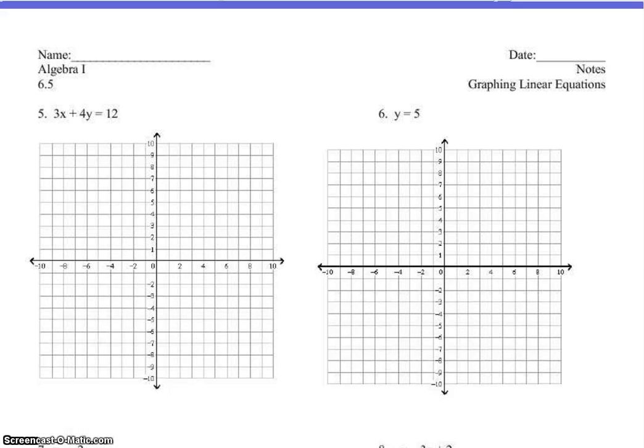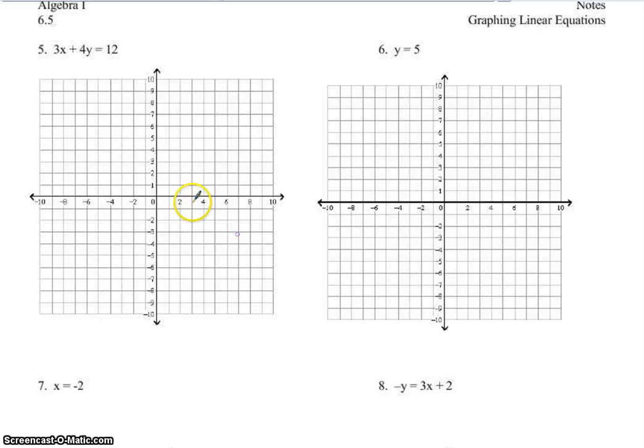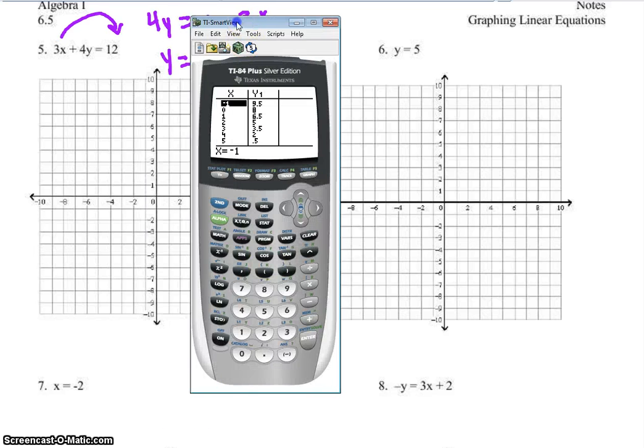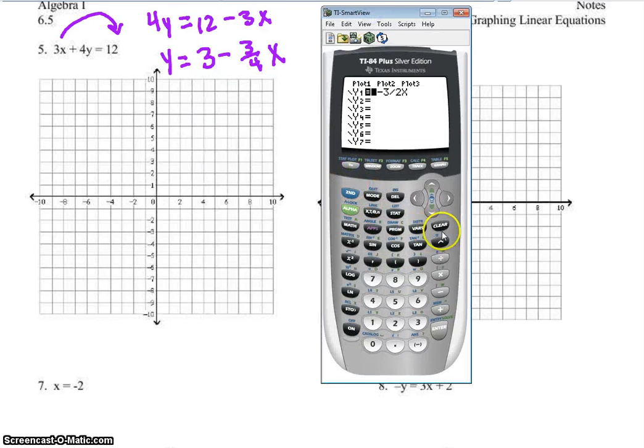Alright, so looking at number 5, you need to get y by itself, so your first step is to move that 3x, and so it becomes 4y is equal to 12 minus 3x. Everything gets divided by 4, so y is equal to 3 minus 3/4 x. Go to your calculator. Y equal, clear it out. 3 minus 3 divided by 4x.